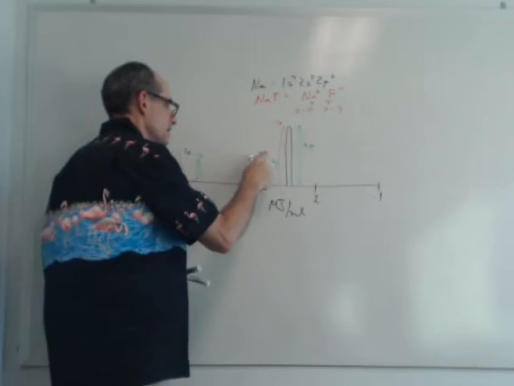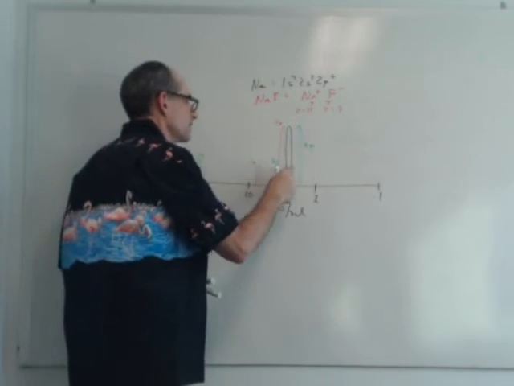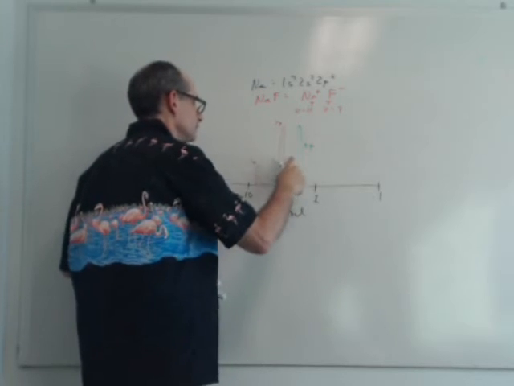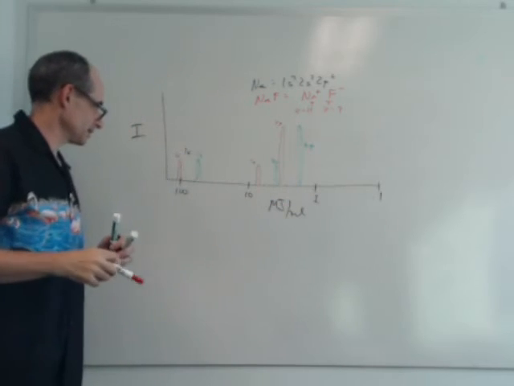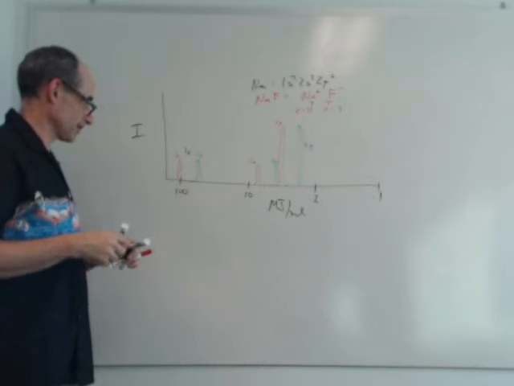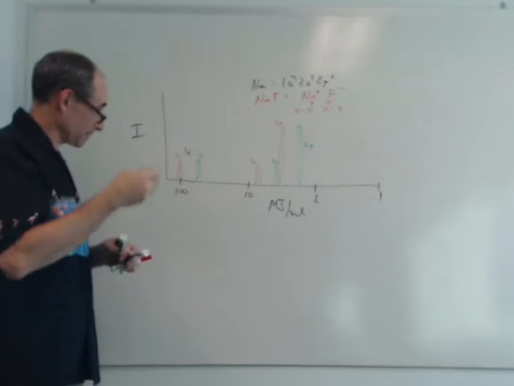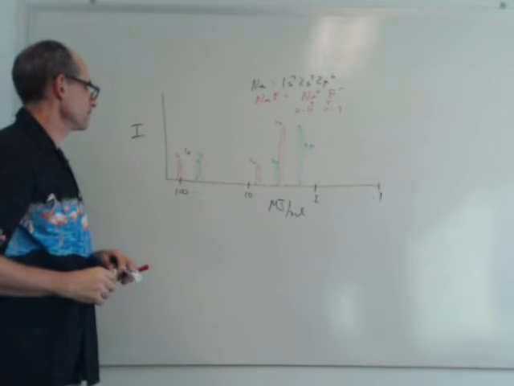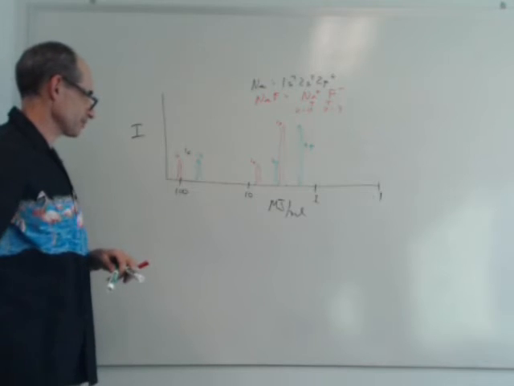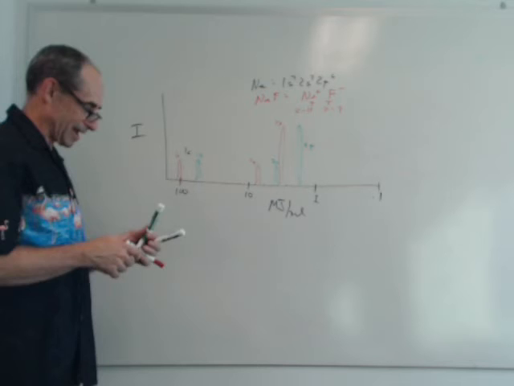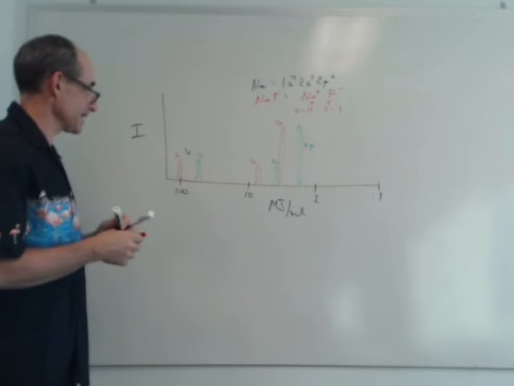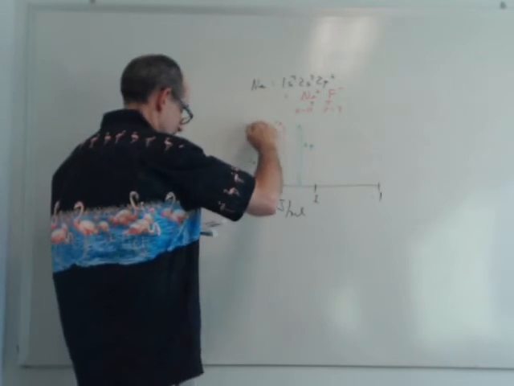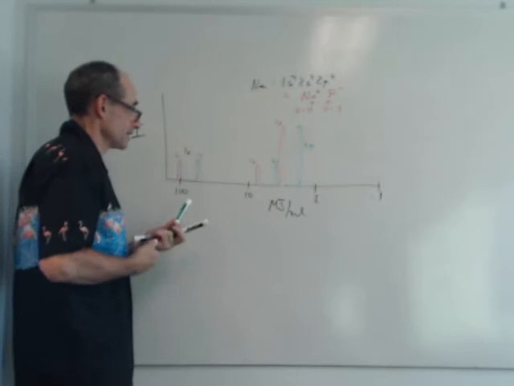I'll get rid of our neon spectrum, and there would be our sodium fluoride spectrum. So you see, you can actually have peaks from two different ions in the same spectrum. It gets a little bit more challenging, but not much more, if we had not sodium fluoride, but magnesium fluoride.